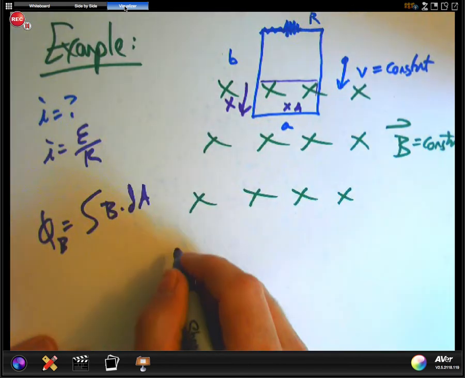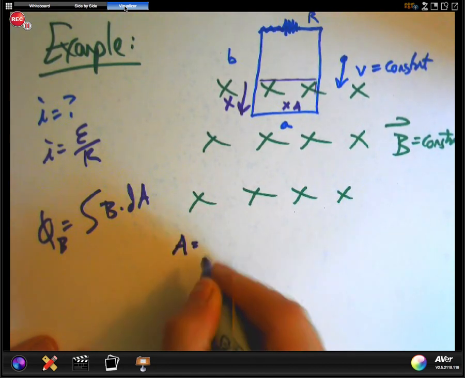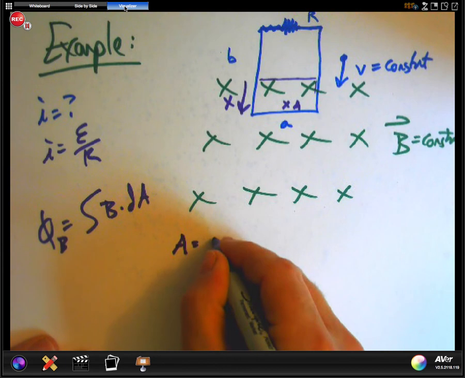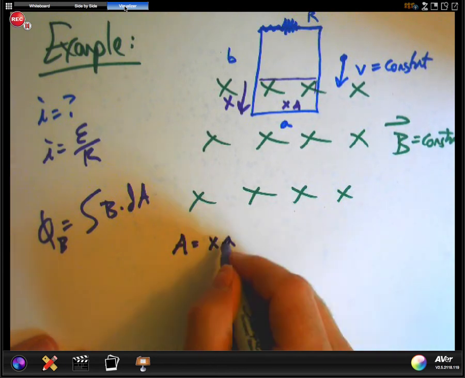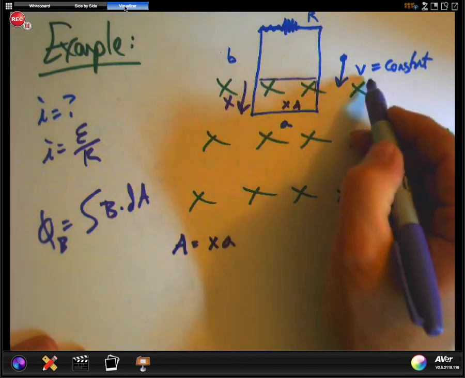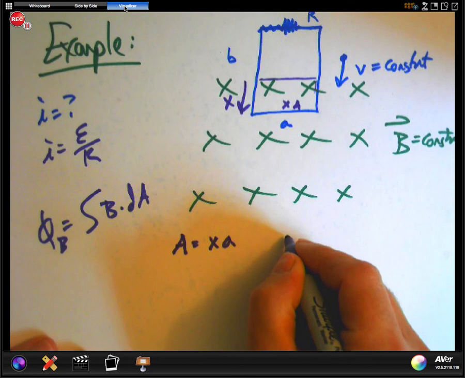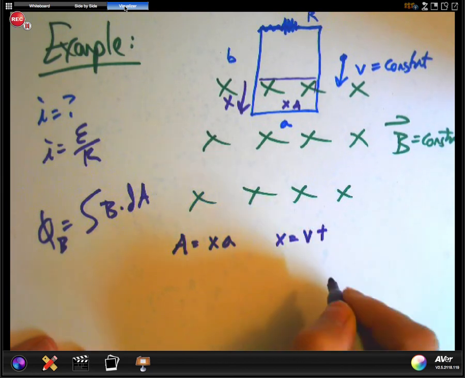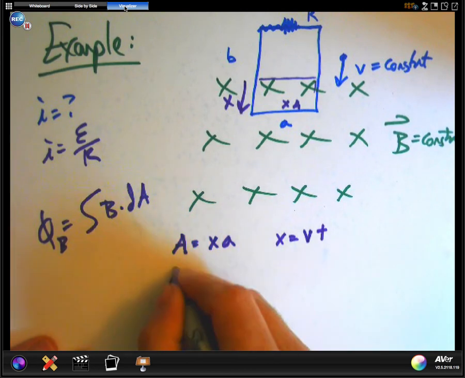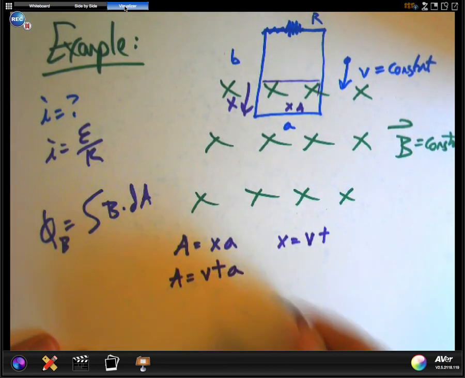So my area here is going to have to do with the quantity x times the quantity little a. And x is a distance, and that distance is going to change with my velocity. And so if I think about the distance, x would just simply be, since the velocity is a constant, velocity times time. And so I can plug that into here, and so my area is really the velocity, time, and the distance a.